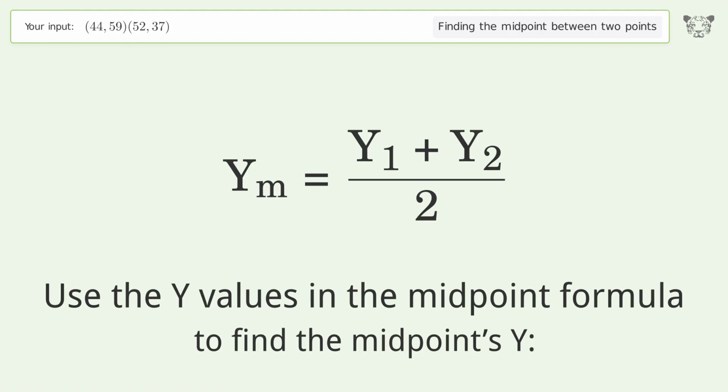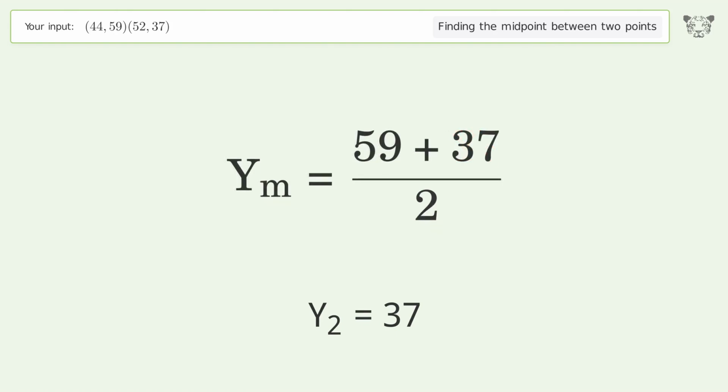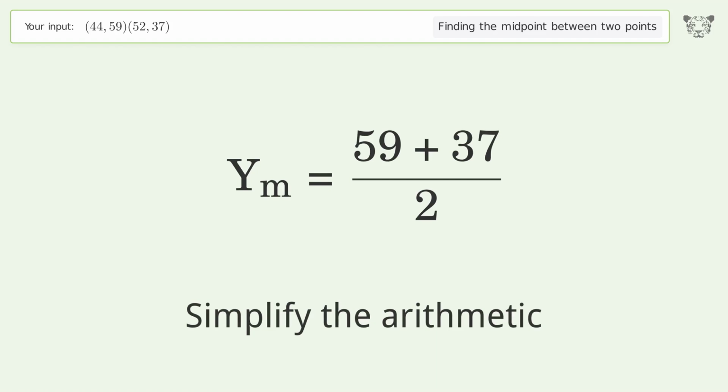Use the y values in the midpoint formula to find the midpoint's y. y1 equals 59. y2 equals 37. Simplify the arithmetic.